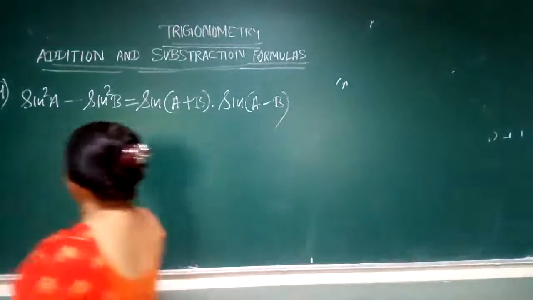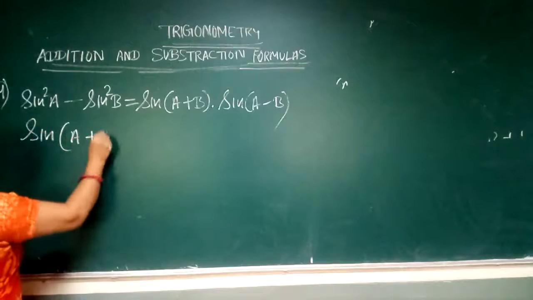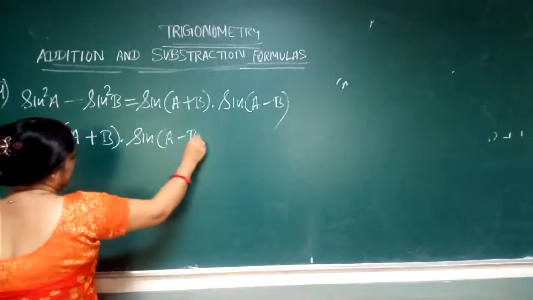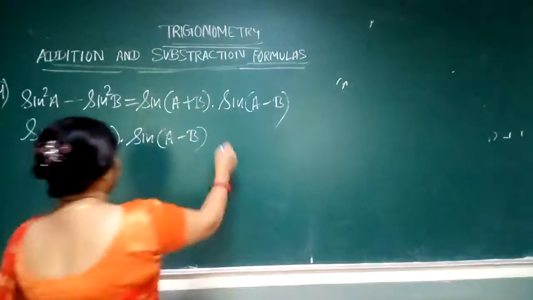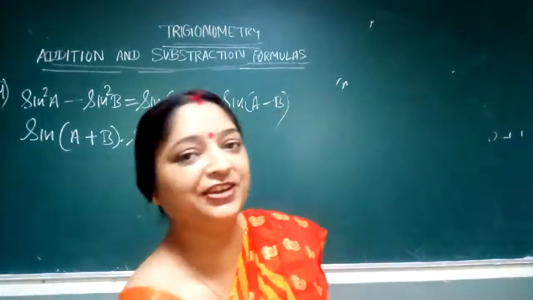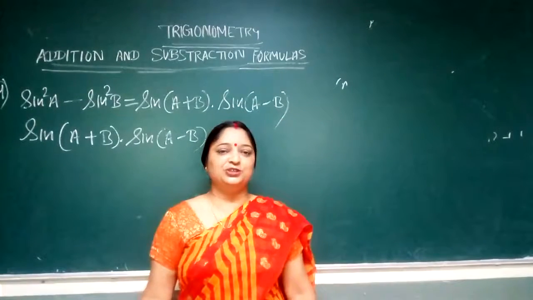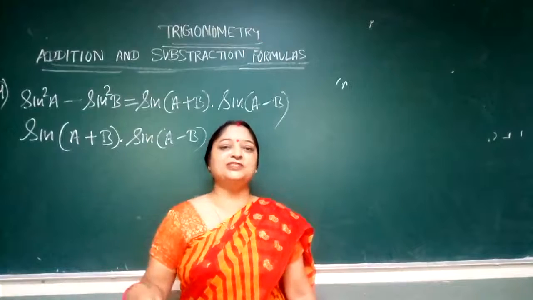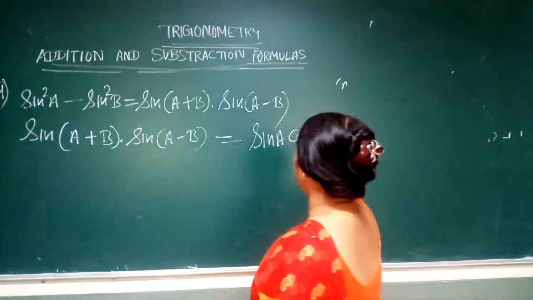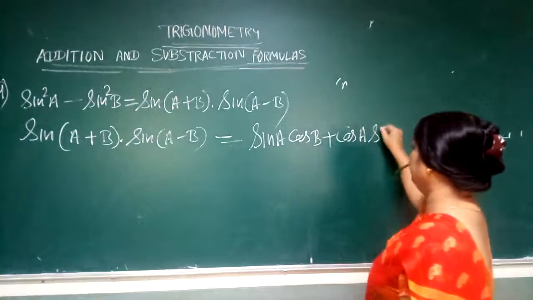So how is it coming? See here, we are taking sin of a plus b into sin of a minus b, the right hand side. Now you know sin of a plus b, I just told you. Sin means s means sun, so he wants some help, so cos will come along with this sin. So it will come sin a cos b plus cos a sin b.